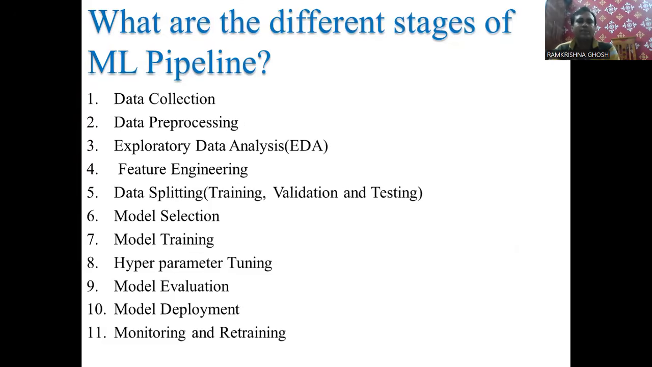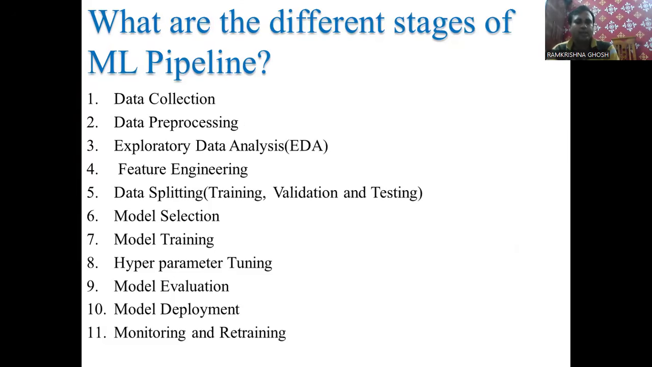Data splitting. The data is split into training, validation, and testing sets. Then an appropriate model is chosen. Model selection. Then the model is trained using appropriate algorithms. Hyperparameter tuning. Select the best parameters. Model evaluation. And then model deployment.